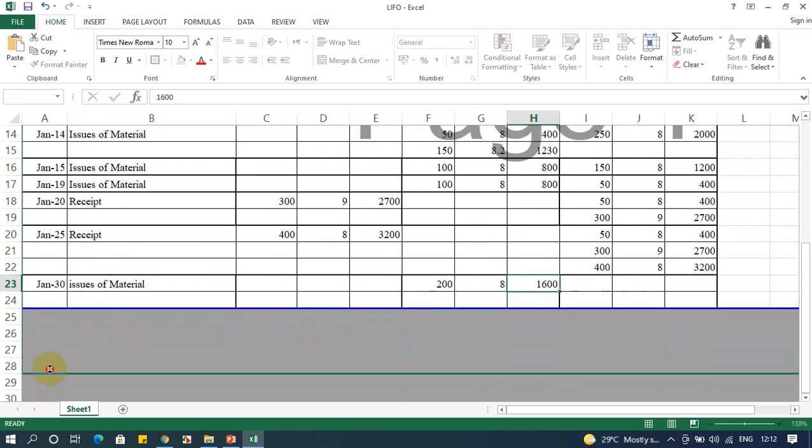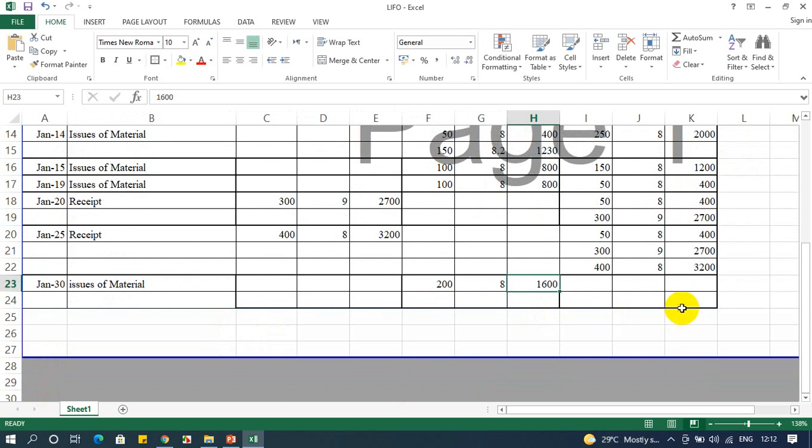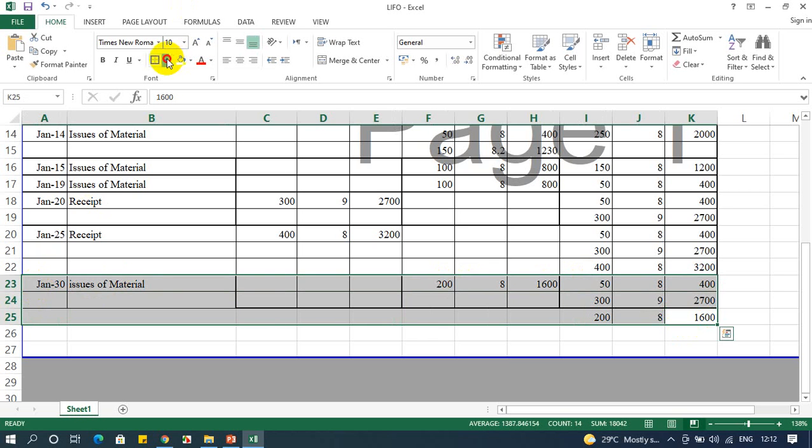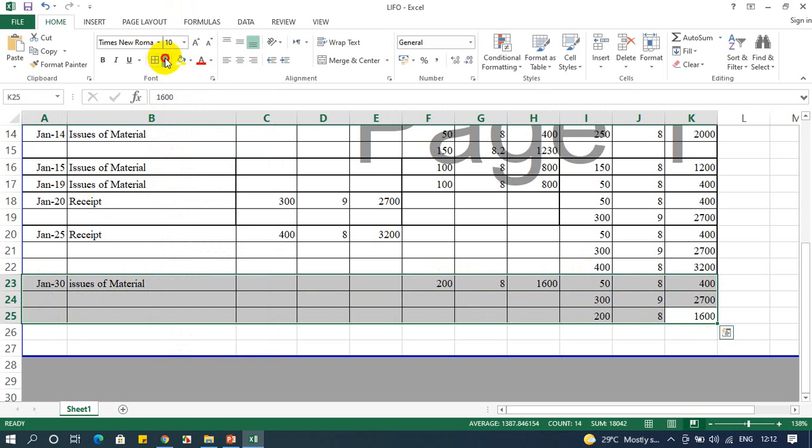The last balance. So 50 is from the first one at the rate of 8, becomes 400, and 300 is the second one which is left at the rate of 9, becomes 2700, and of the 400 we sold 200 and are left with 200 units at the rate of 8, and that will become 1600, right? So this is the balance which is left from this period.